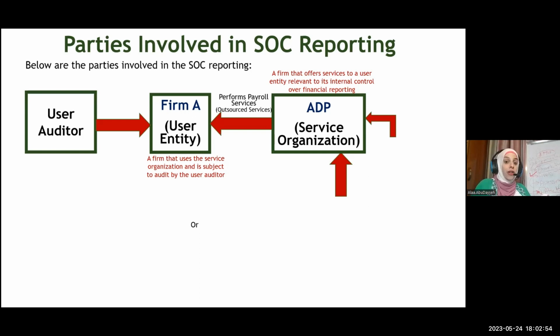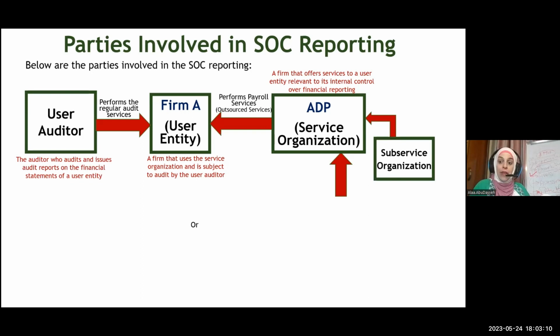Now we have the user auditor. What does the user auditor do? The user auditor performs the regular annual audit services of firm A. He's the normal external auditor of firm A. And he's the one who issues the audit reports on the financial statements of firm A. Sometimes we also have a sub-service organization, which offers services to the service organization relating to the user entity. So ADP, for example, which performs the payroll services for firm A, may have another organization that's offering it some services to help it in processing the payroll.